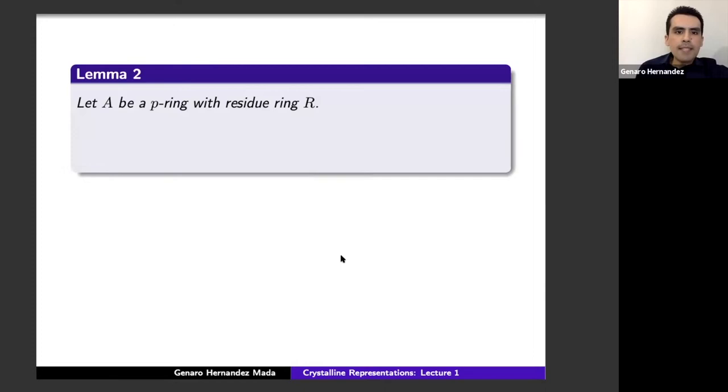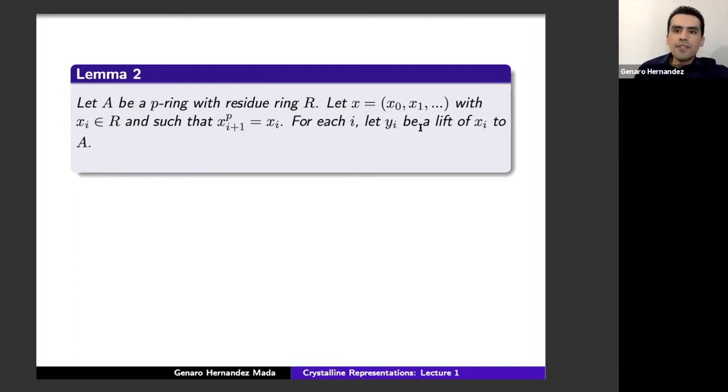It says that if we take a p-ring A with the residue ring R, and we take a sequence of elements in R with this property, that the (i+1)th element raised to the pth power gives x_i. And for each i, we take a lift y_i of x_i to A. So remember, R is the residue ring of A. We can take a lift of each element.